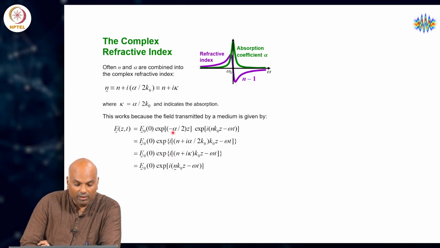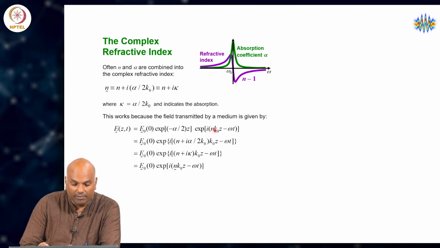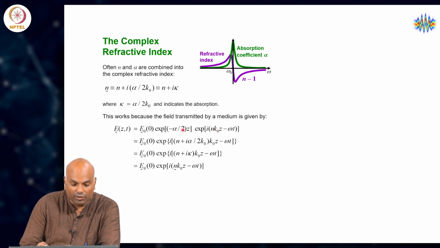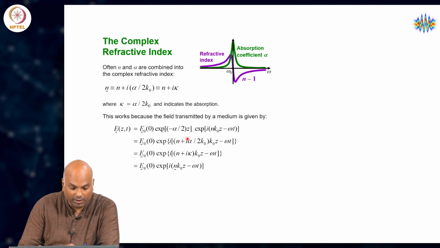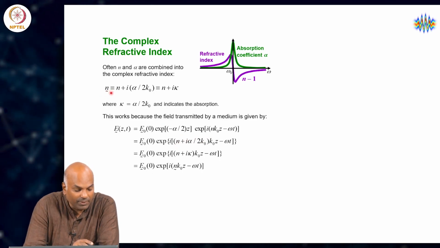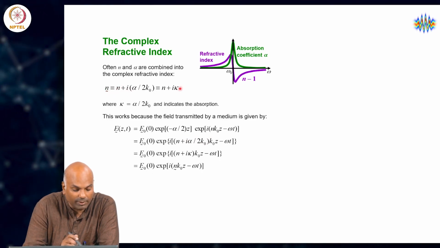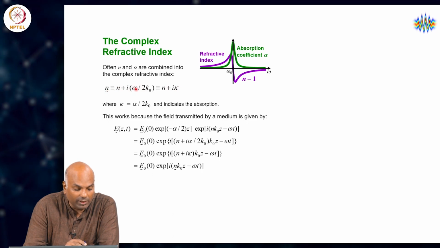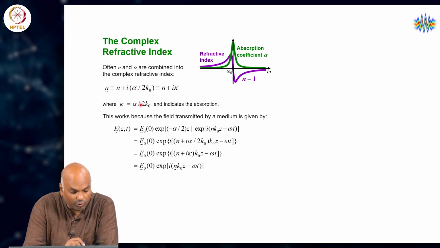Note that the minus alpha by 2 z and the i times n k naught times z, these two factors which multiply the propagation variable z, can be captured by defining a complex refractive index n tilde, where the real part is n, the usual refractive index, whereas the imaginary part is kappa. Kappa is alpha divided by 2 k naught, per definition. We have defined it to be so.